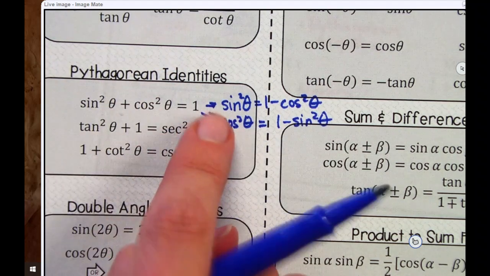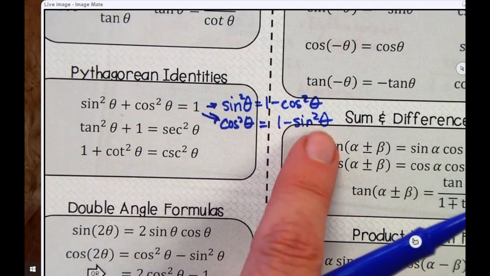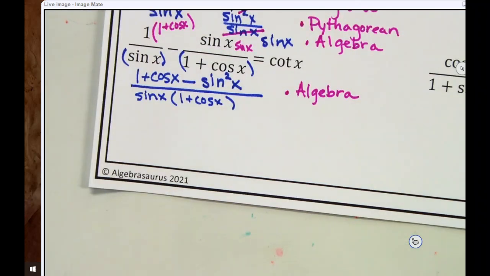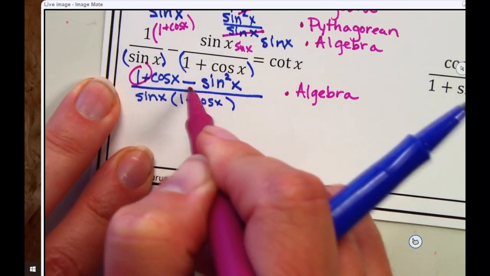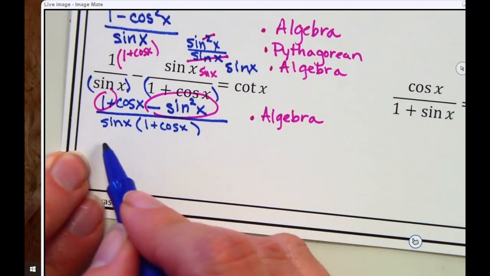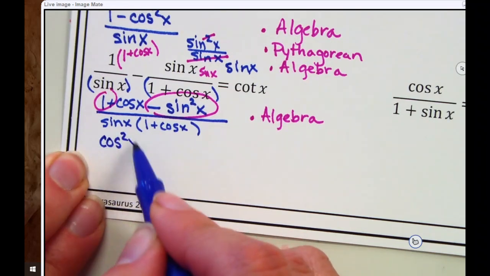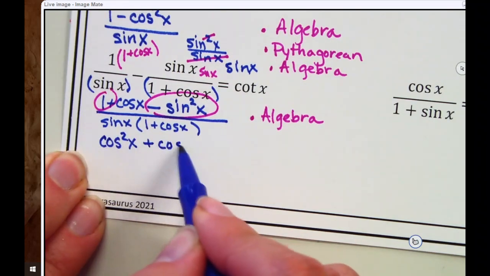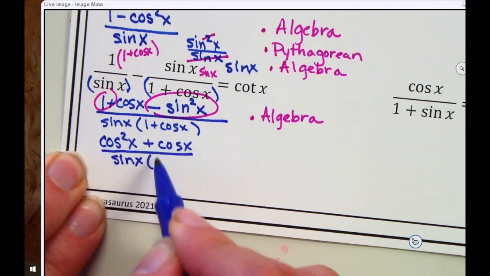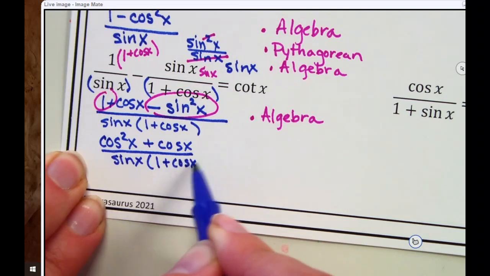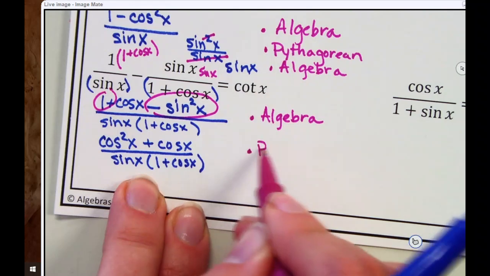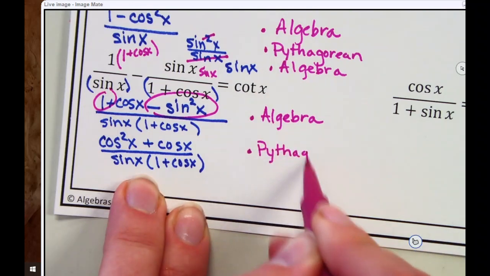I move that to the other side. 1 minus sine squared equals cosine squared. So I can say that equals cosine squared x. And I still have that other cosine x. Here's my common denominator. And we used the Pythagorean identity.